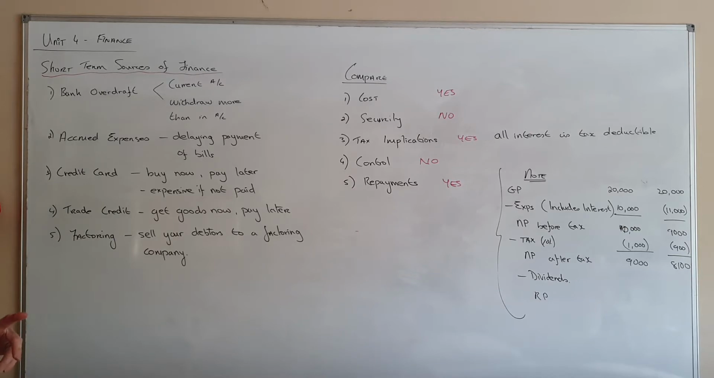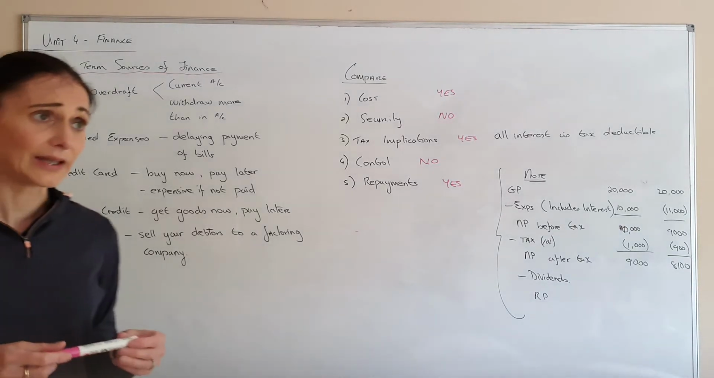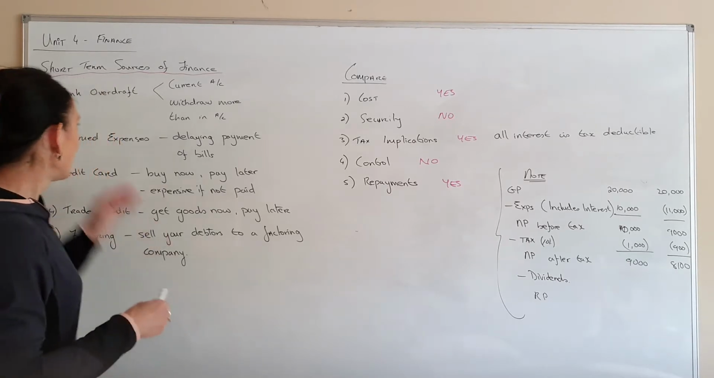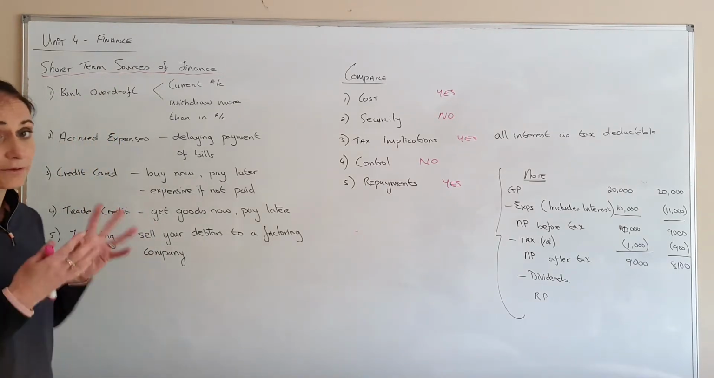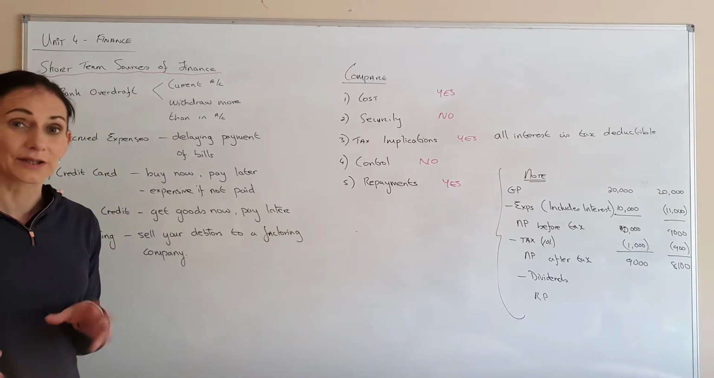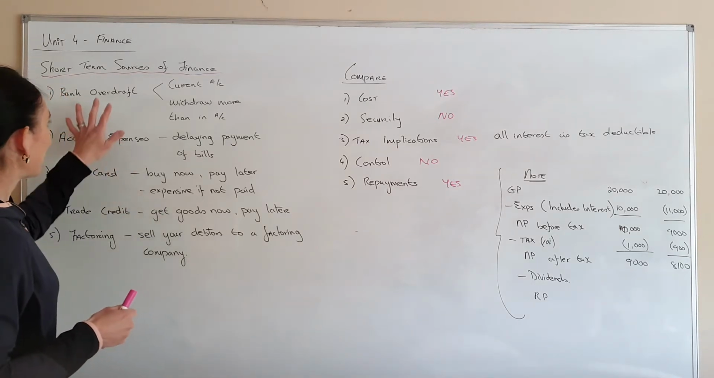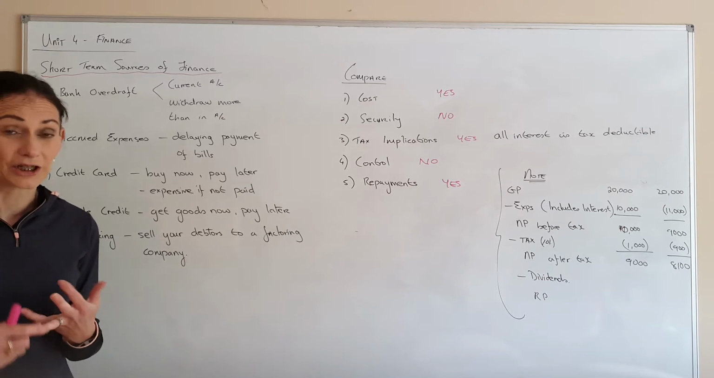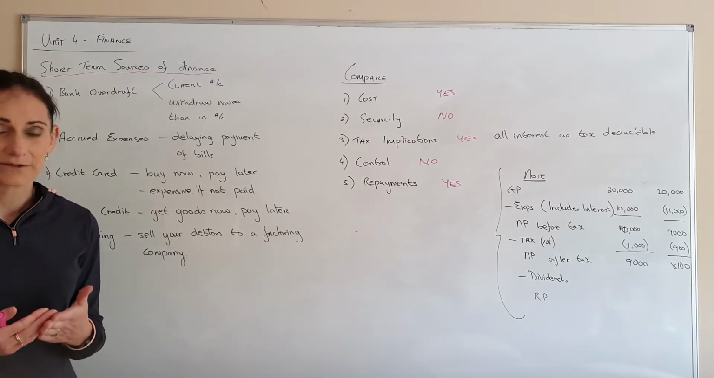Now just be careful in the ABQ, if they decide to ask you about short-term sources of finance, you can only use the ones here that are relevant to the case study being asked. So you have to be careful of that. Now, with all of these, what do you need to know? You need to be able to explain what they actually are and give advantages and disadvantages.